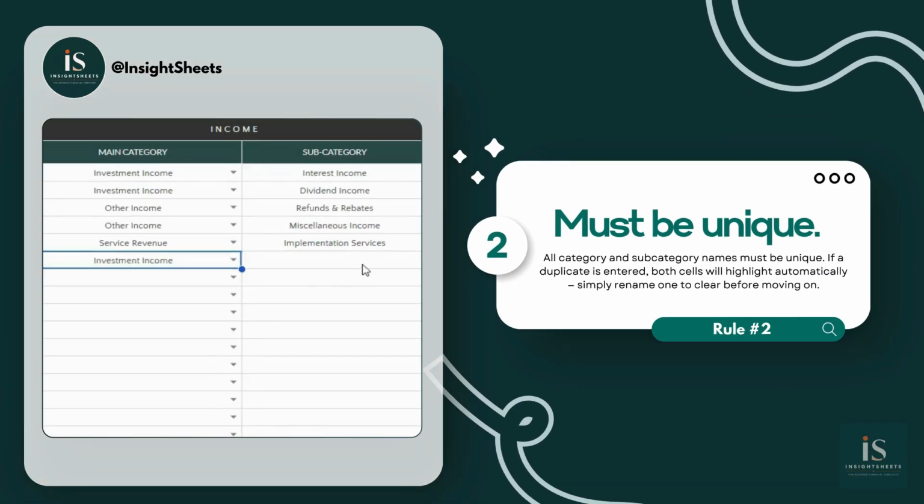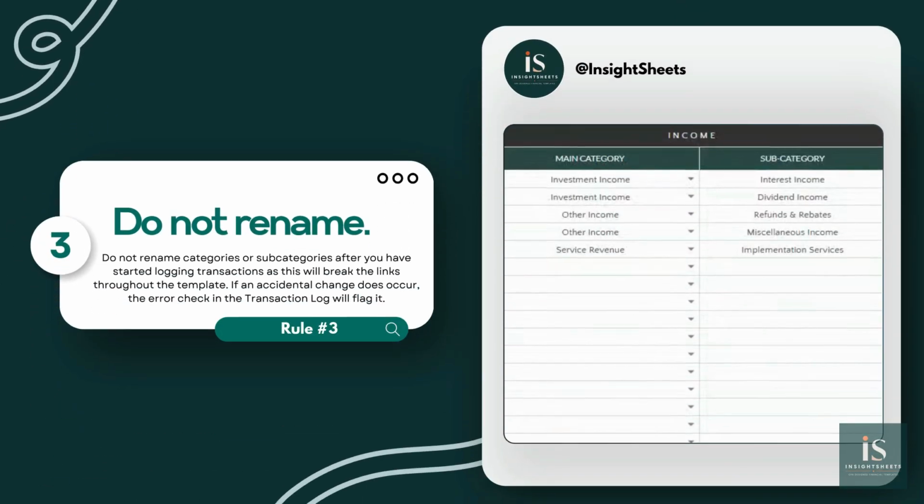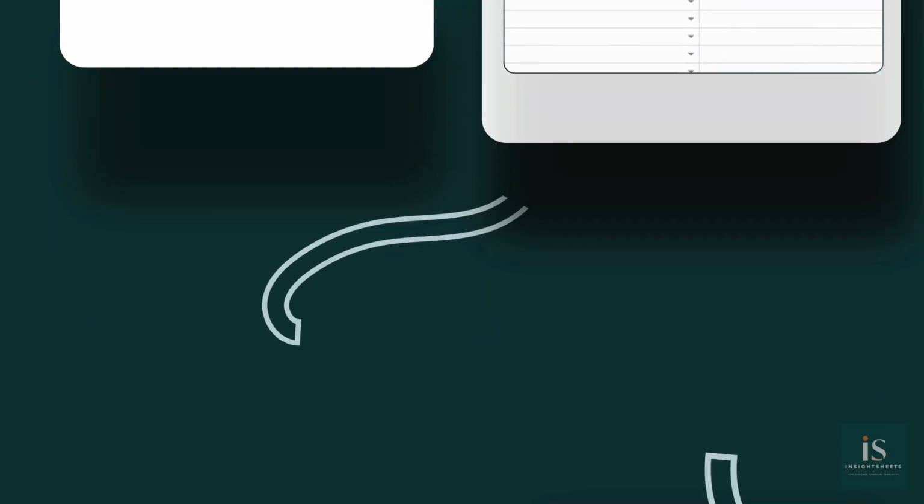Number 2, subcategory names must be unique across the entire workbook. If you enter a duplicate, both cells will highlight and you'll need to rename one. Number 3, once you start entering transactions, don't rename your categories or subcategories as it'll break the links throughout the template. There's an error check in the transaction log that catches accidental changes, and I'll show you that shortly.